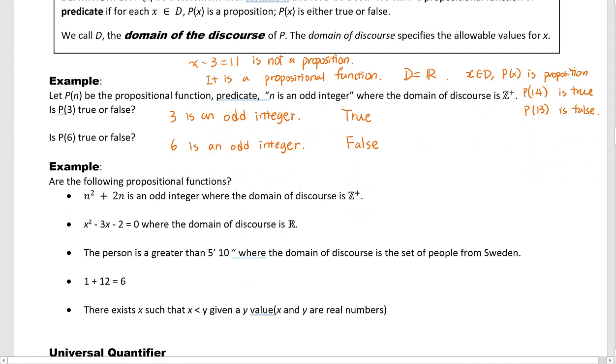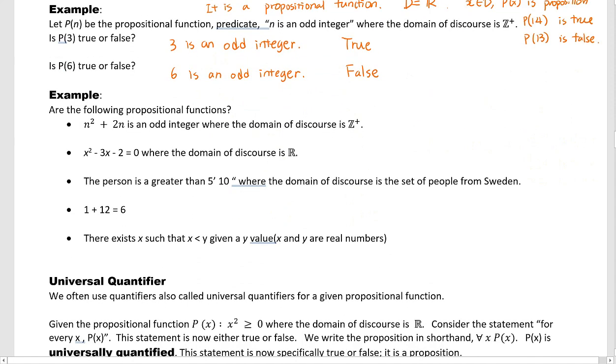Examples are the following propositional functions. Okay, let's see. First one, n squared plus 2n is an odd integer, where the domain is positive integers. Well, that is true, right? Because this is P of n, and the domain is positive integers. So that is the D.